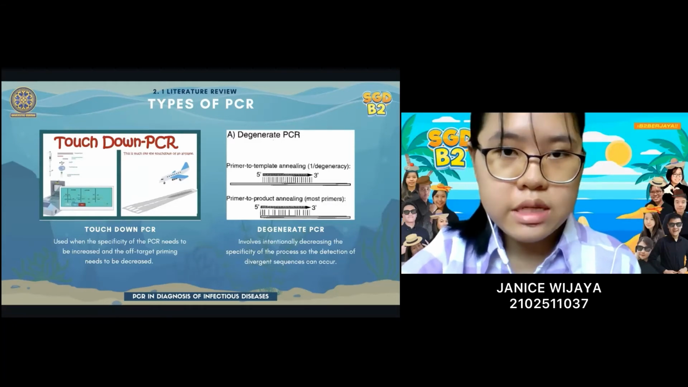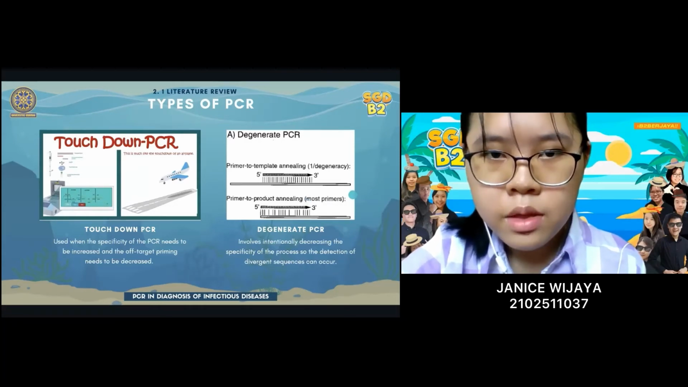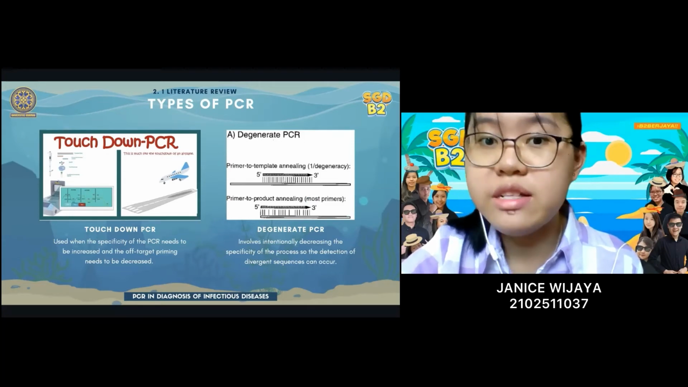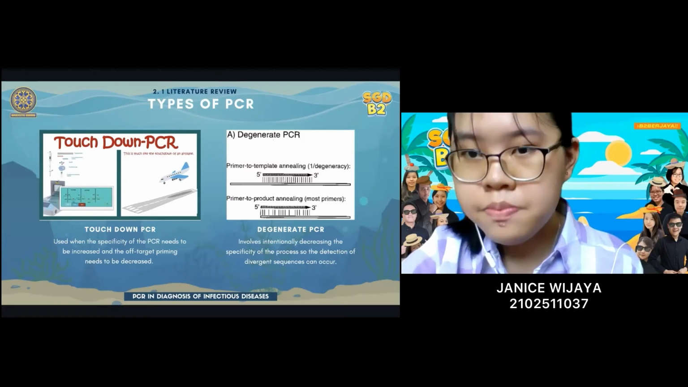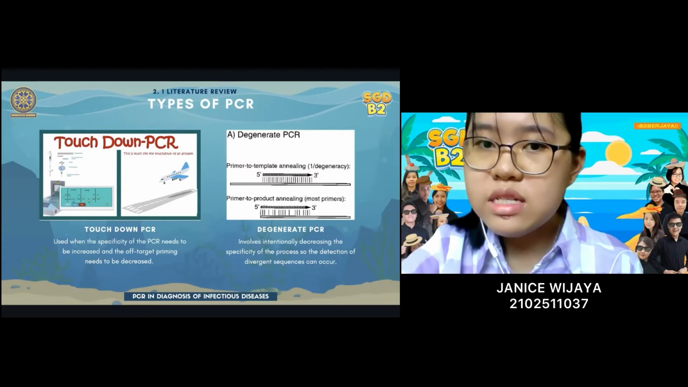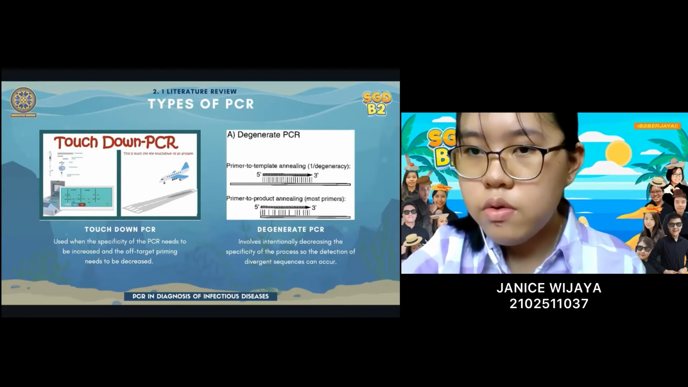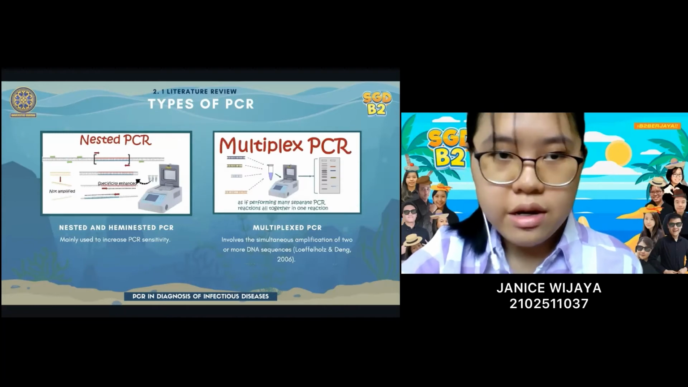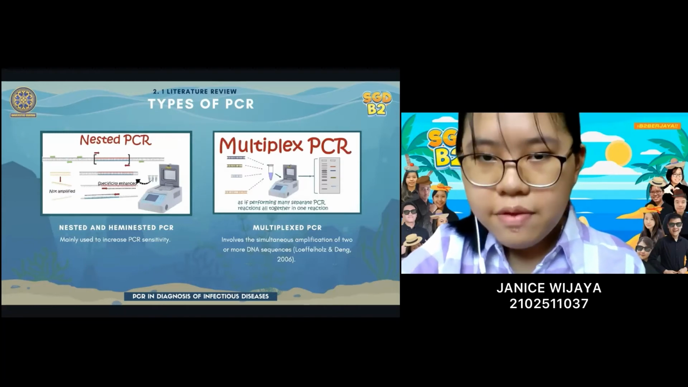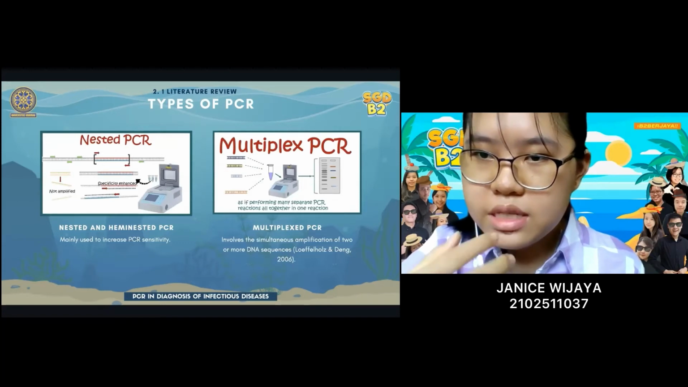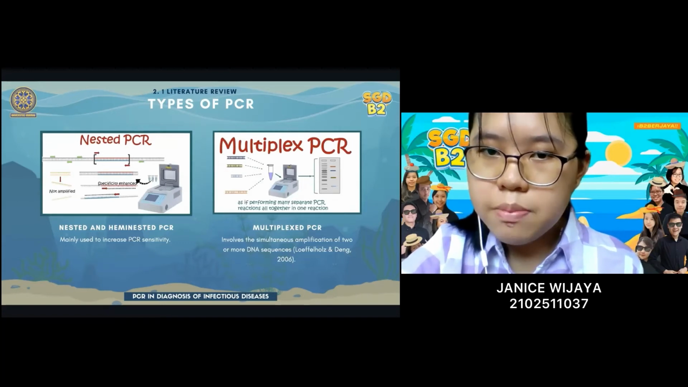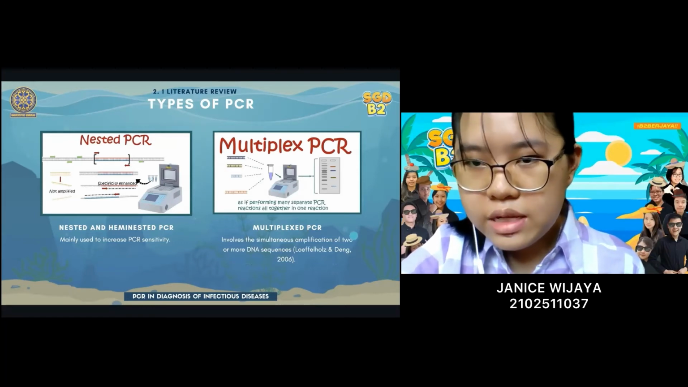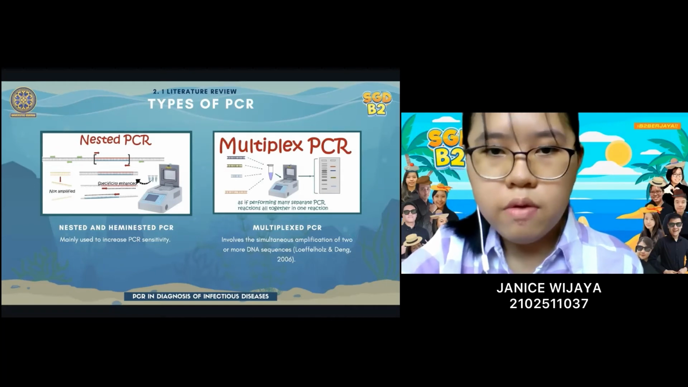So the next type of PCR is degenerate PCR. This type of PCR involves intentionally decreasing the specificity of the process so the detection of divergent sequences can occur. Degenerate PCR has been known to successfully detect and diagnose several norovirus pathogens. The next one, we have nested and hemi-nested PCR. These variations of PCR are mainly used to increase PCR sensitivity. This is done by amplifying a primary PCR product with the presence of a secondary PCR. The difference between nested and hemi-nested PCR lies in the second round of PCR.